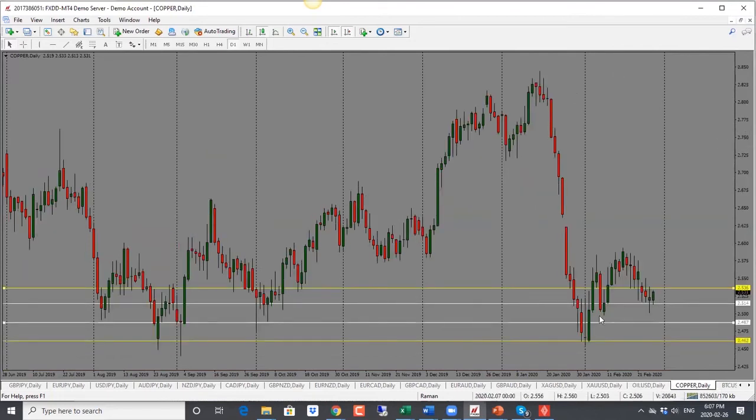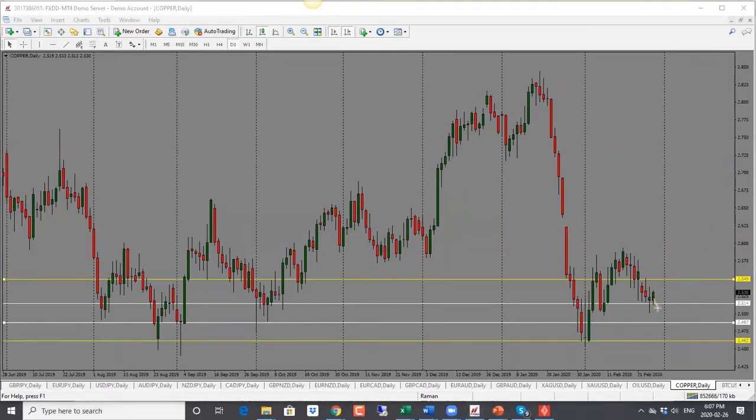Copper here, copper still struggling with that level, this level that we have been watching at 2.51. Tried to go through it, but we have a neutral candle close. So with this one, this support level is still important. If it holds above 2.51, I will look for it to go back, potentially all the way into the high. But before then, next target would be 2.55 approximately.